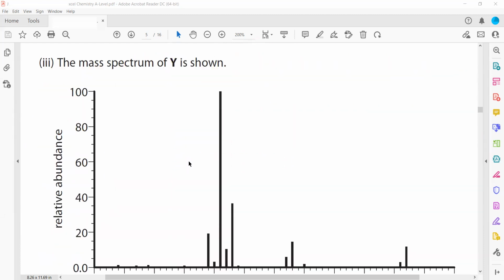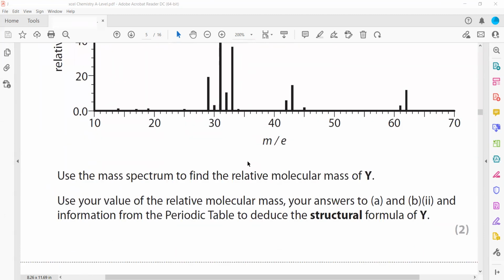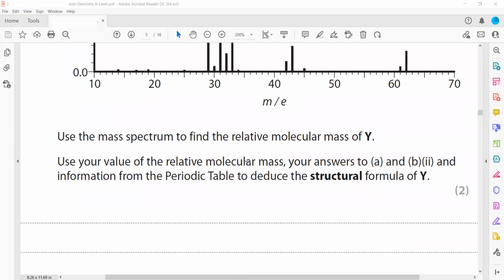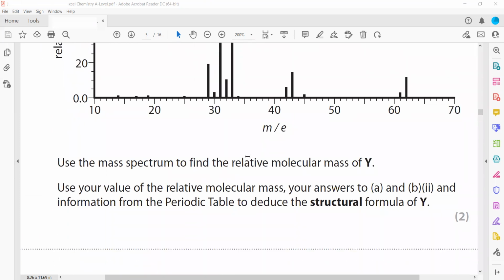So the mass spectrum of Y is shown here. Use the mass spectrum to find the relative molecular mass. How to find the relative molecular mass? Use your information of relative molecular mass to deduce the structure. The relative molecular mass is the highest value of the mass to charge, not the height of the peak. So it is 61 and 62 is the relative molecular mass of this compound.